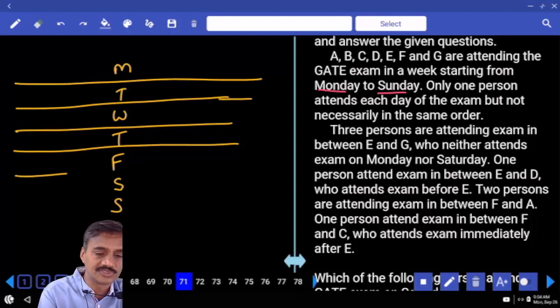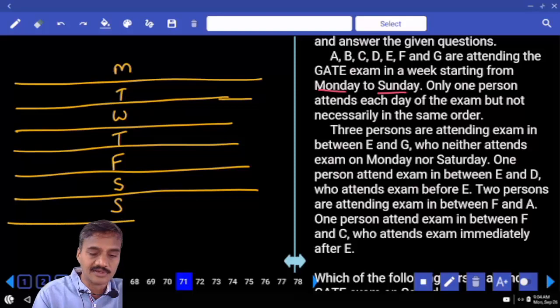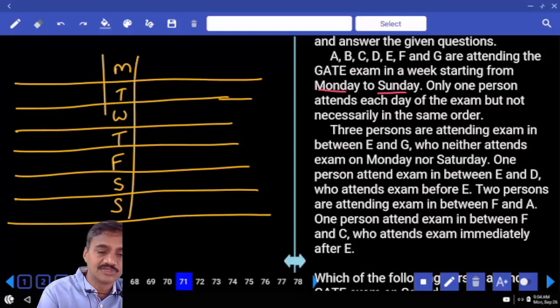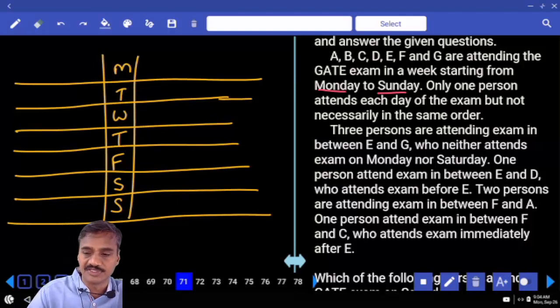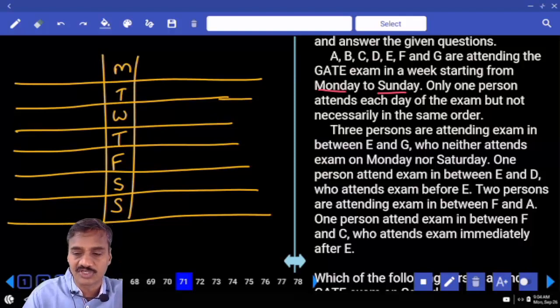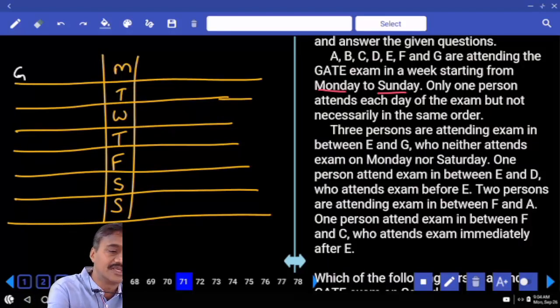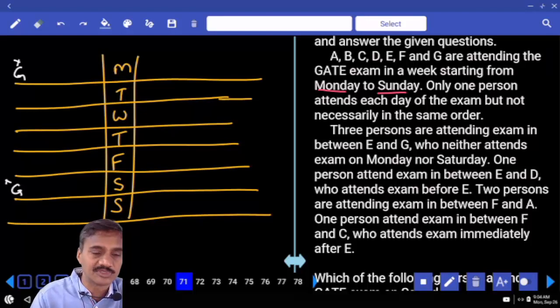Who are those 7 persons? A, B, C, D, E, F and G are the 7 persons. Then condition number 1. Now first condition ఏమని చెప్పండి. Now 3 persons between E and G who neither attends on Monday nor Saturday. Now G neither on Monday nor Saturday, but as in between E and G, how many people? There must be exactly 3.